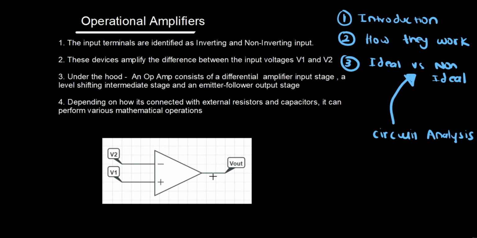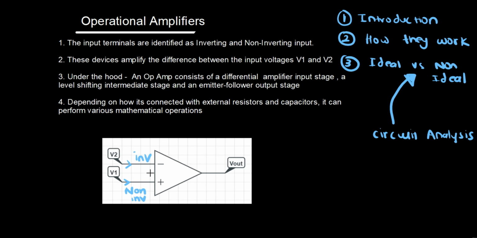So what is an operational amplifier? This image here shows the symbol of an operational amplifier. An operational amplifier has two input terminals, in this case, V1 and V2. The input terminal with a negative sign is known as the inverting input terminal, and the input terminal with a positive sign is known as the non-inverting input terminal.